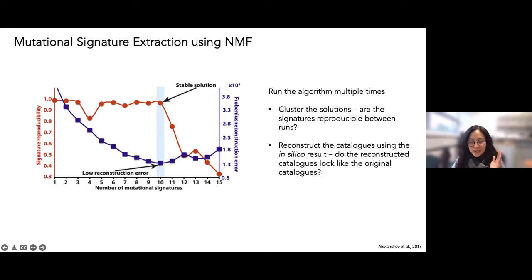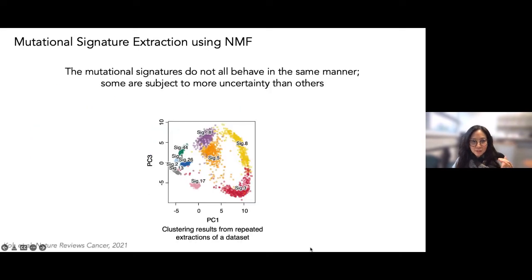I'm just now going to highlight some of the caveats, some of the reasons why the extraction process isn't perfect. So the first thing to say is the mutational signatures don't all behave in the same way. Some are subject to more uncertainty than others, because this is biology. Things never behave in an equal way.